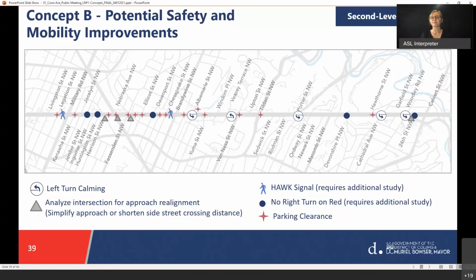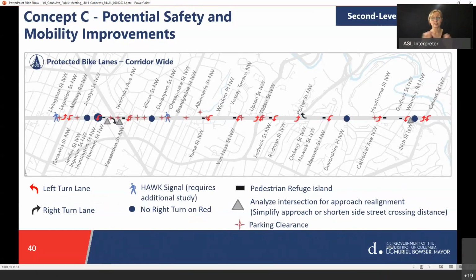So in addition to the safety measures described under concept B, concept C allows for some additional improvements. One obviously is the protected bicycle lanes along the entire corridor. We also are introducing turn pockets, as I referenced on the earlier slide, to reduce crashes, and pedestrian refuge islands that would work in coordination with those turn lanes to provide a safe area for pedestrians crossing the street. Next slide, please.